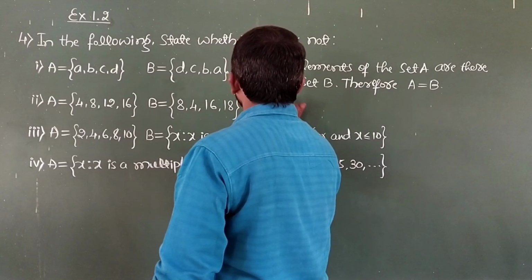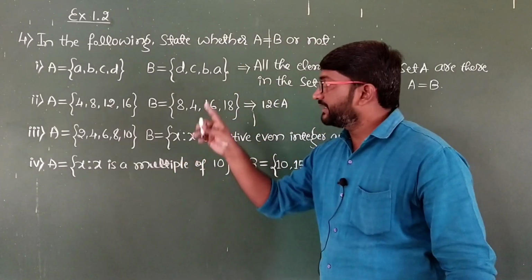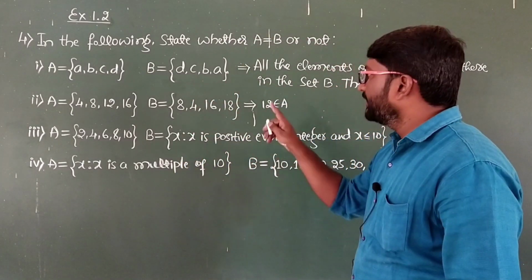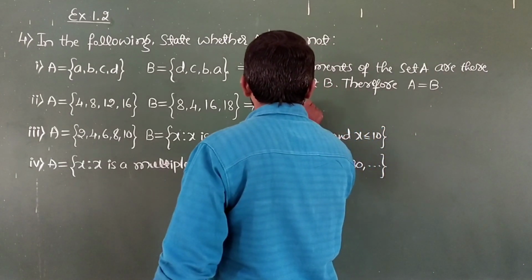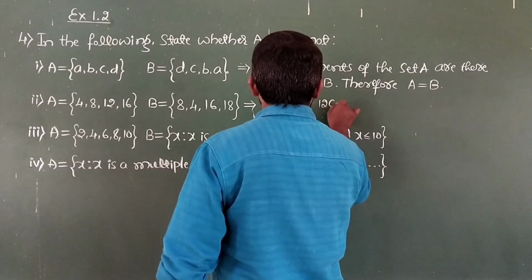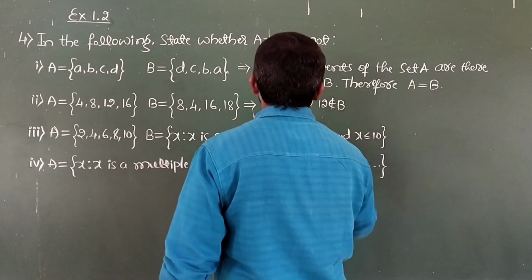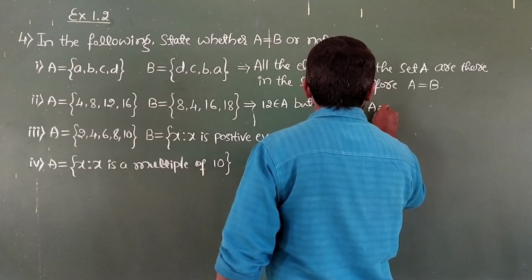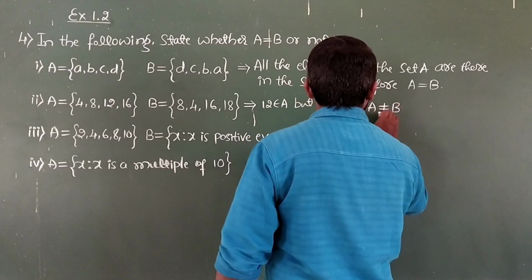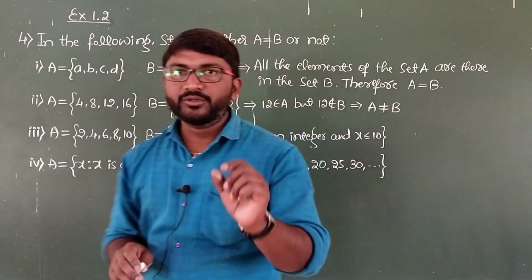12 belongs to the set A. 12 is there in the set A but 12 does not belong to the set B. This implies A is not equal to B.